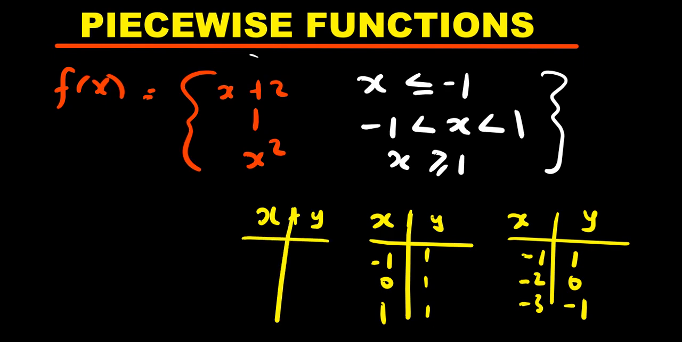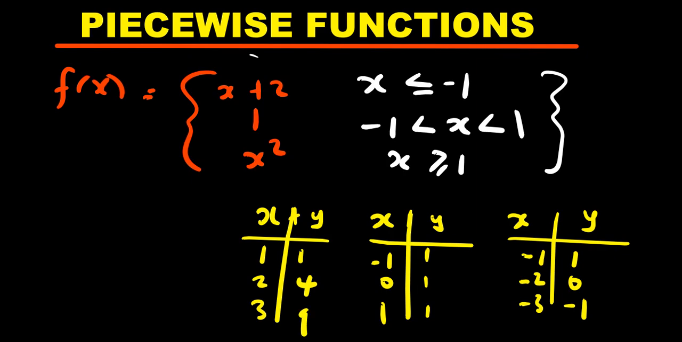Okay, the last one is x squared. They are saying x is greater than or equal to 1. So you want all the values that are greater than or equal to 1. So you start from 1 itself. Other values greater than 1, you can say 2, 3, 4, 5. I'm just going to take 3. Then what are you going to do? 1 squared is what? It's 1. 2 squared is what? It's 4. 3 squared is what? It's 9.